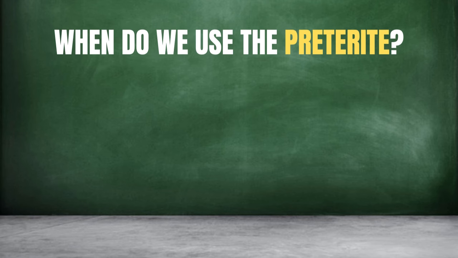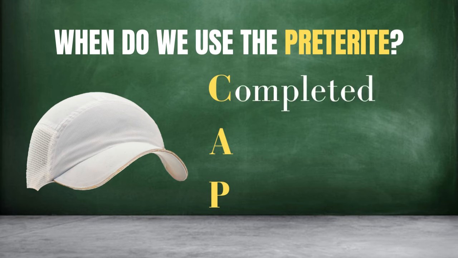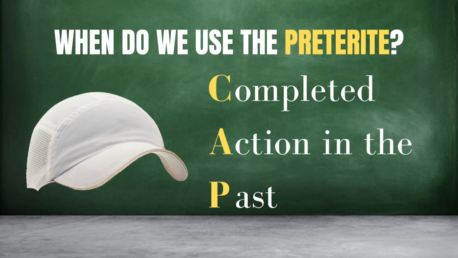But when do we use the preterite? An easy way to remember when to use the preterite is to remember the word CAP. CAP stands for a completed action in the past. For example, I sang, I danced, I walked to school. These are all actions that you completed in the past, and you're not still doing them right now.